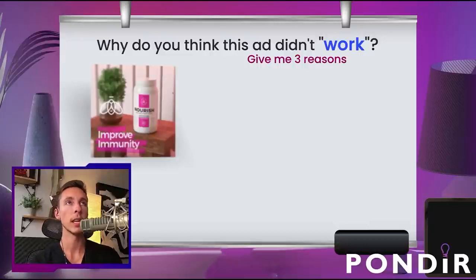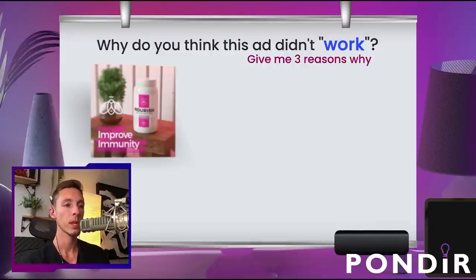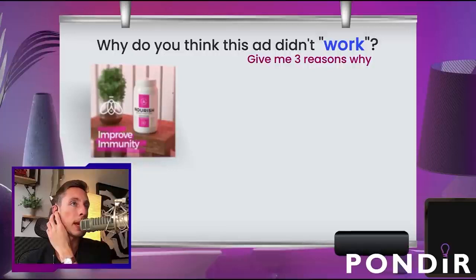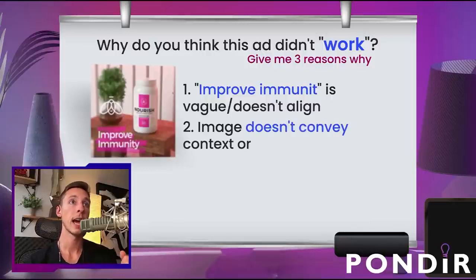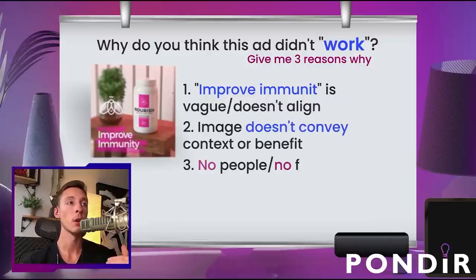You can pause this and think of 3 reasons why. When I did a live call and broke this down, the main points that the students said were: improve immunity is vague and it doesn't align. Agreed. The image doesn't convey context or benefit, and there are no people or faces.